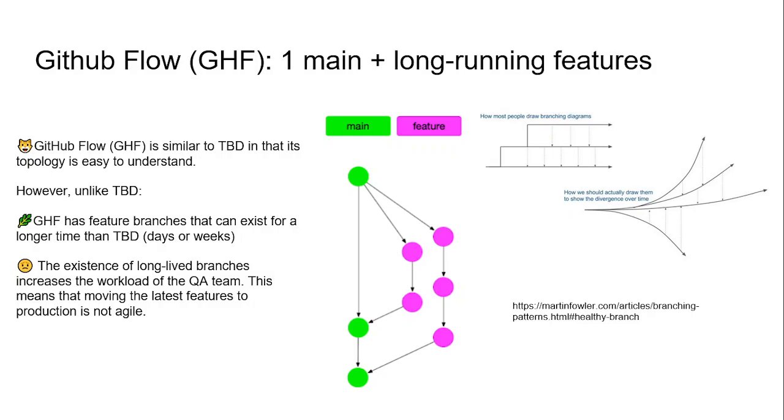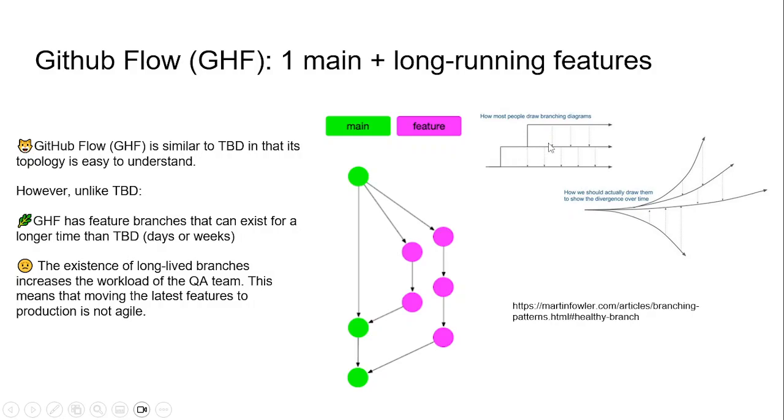So another workflow that looks simple is GitHub Flow. GitHub Flow has one main branch and has long-running feature branches. This is similar to trunk-based development because the topology is easy to understand, and trunk-based development could also have feature branches but with a small duration. That duration is the main difference, because in GitHub Flow those feature branches could last days or weeks.